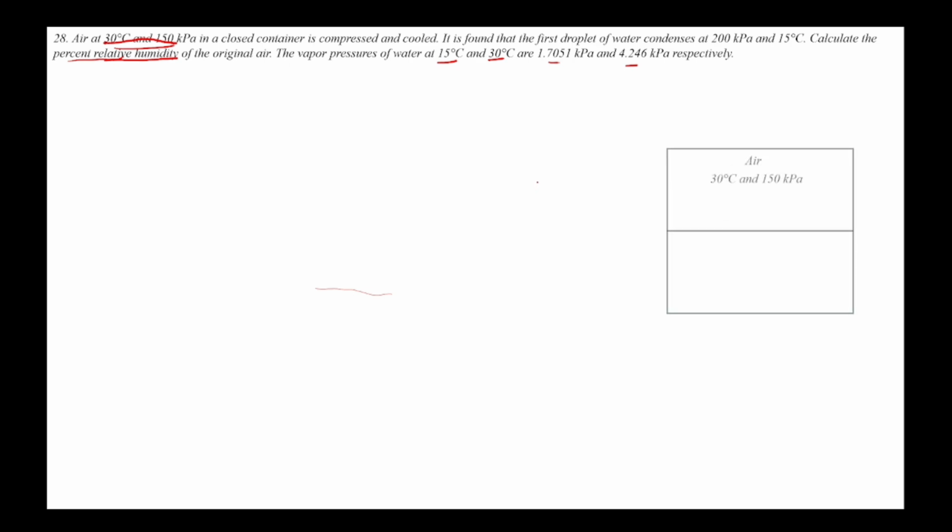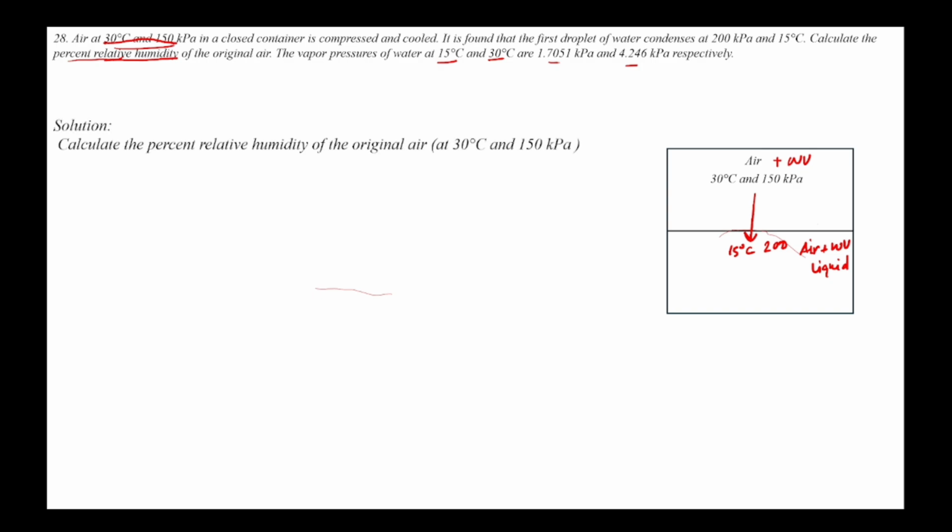So very first thing, at 30 degrees Celsius and 150 kilopascal, the air is in vapor form. Like there is an air plus water vapor mixture. When we compress it to 15 degrees Celsius and 200 kilopascal, there are three things: air, water vapor, and the first drop of liquid, right? But the mole fraction of water vapor will remain the same. Whatever there will be in water vapor, there will be in liquid. Now calculate the percentage humidity of the original air.